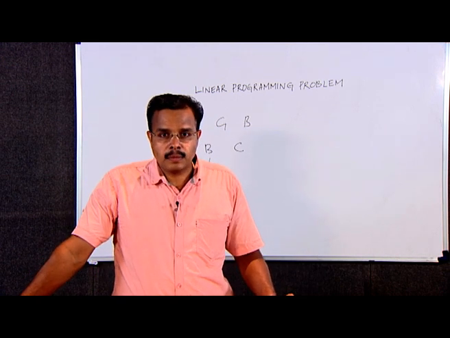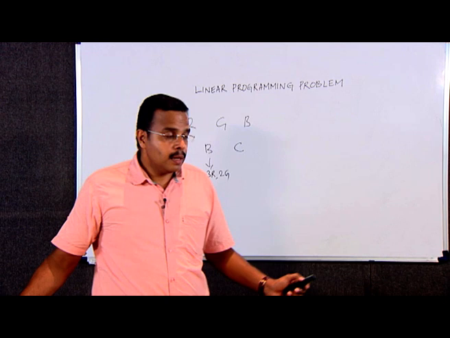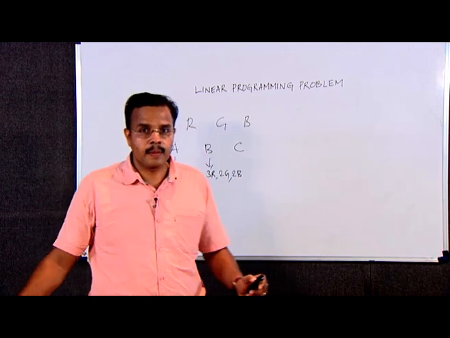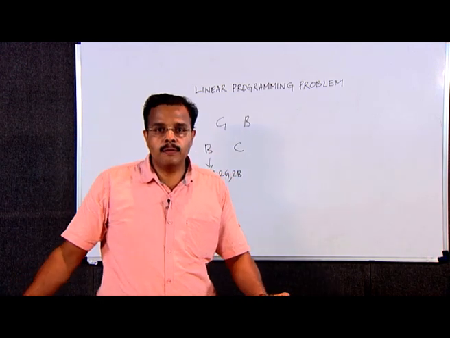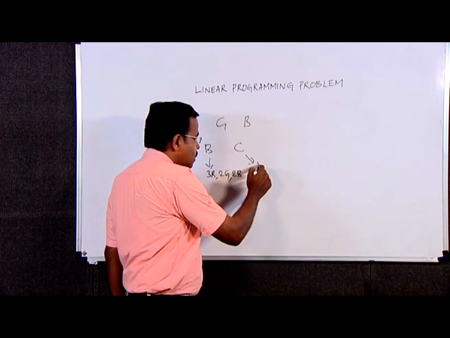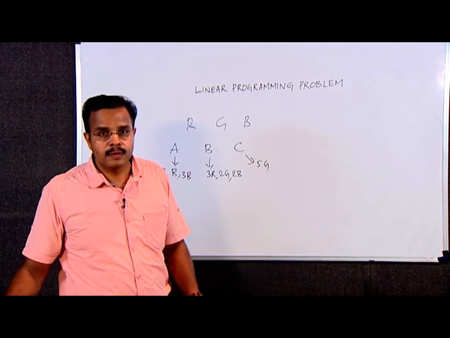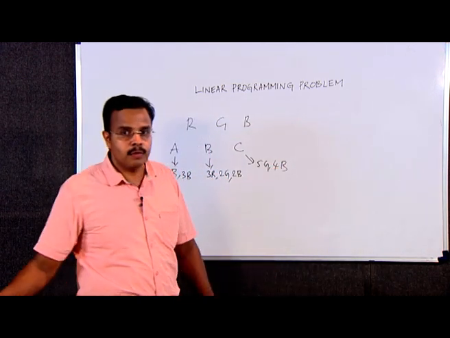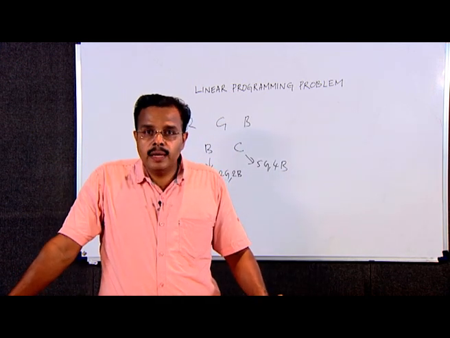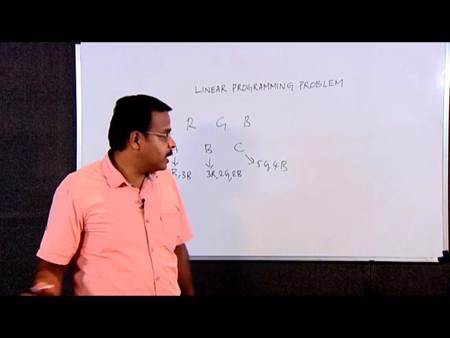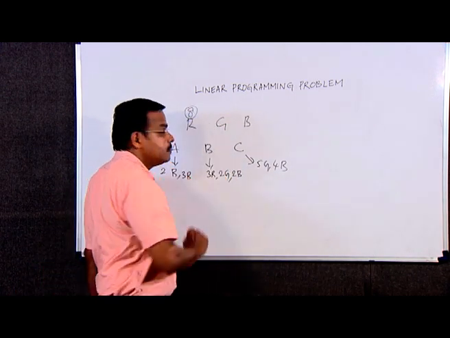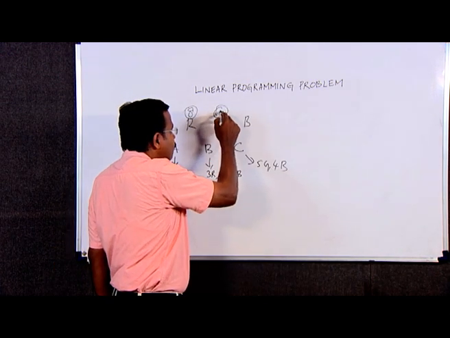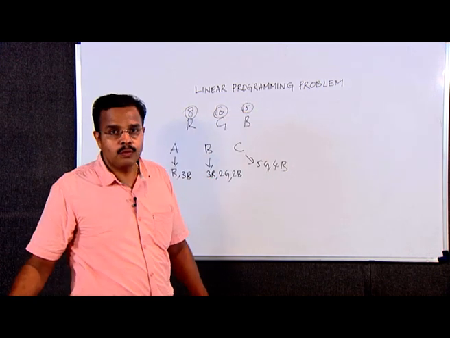and in addition it requires 2 meters of blue wool also. But cloth C needs 5 meters of green and 4 meters of blue. The firm has only a stock of 8 meters of red wool, 10 meters of green wool and 15 meters of blue wool.